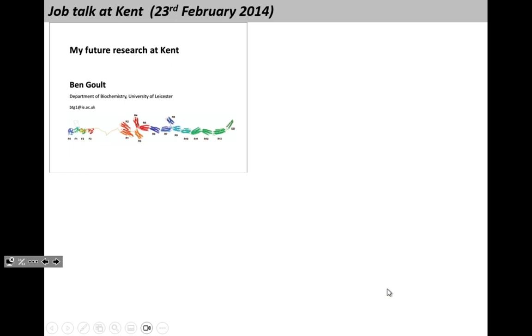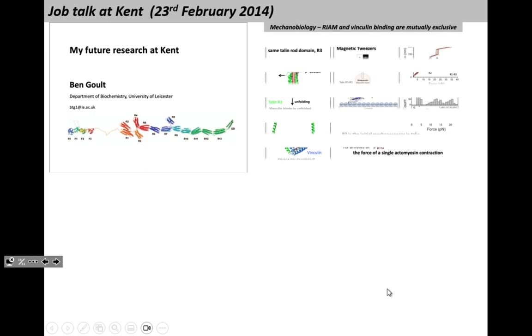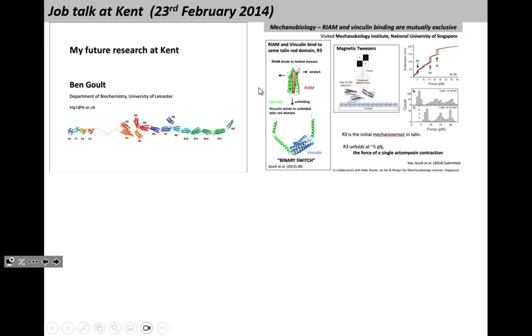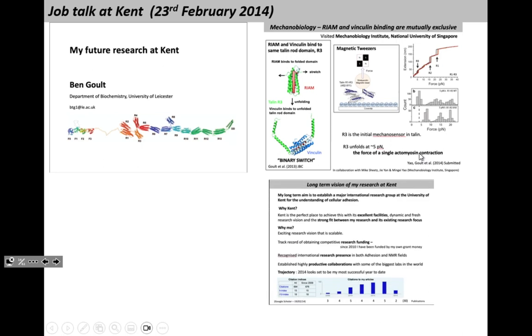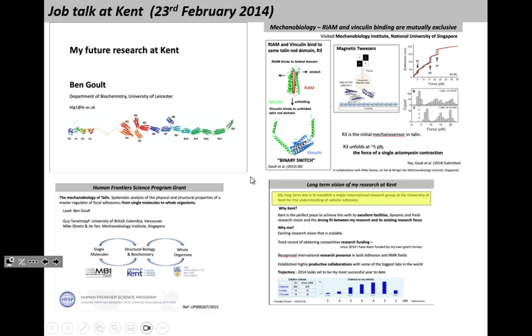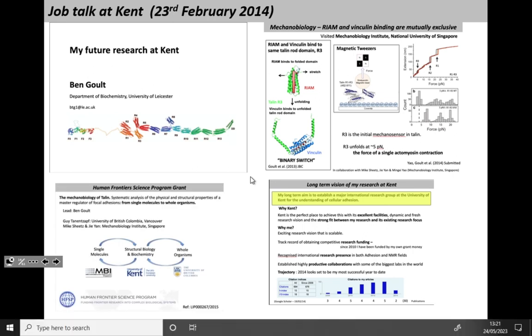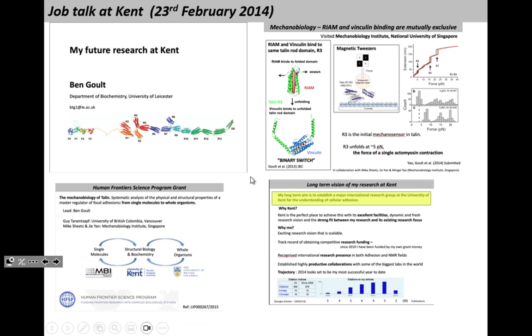So on the back of that, when that paper was under review, I came in for this, which is cringy to look back at actually, but this was my job talk on the 23rd of February 2014, and we'd just found this switch and we were trumpeting it, and this was the paper under review. And in this cheesy bit at the end, the long-term vision, I said it was to try and establish a major international research group at the University of Kent for the understanding of cellular adhesion. So I'm actually quite chuffed because I believe that I have actually done that. And also we said that the way we were going to get at this was to write a Human Frontiers grant to look at this.